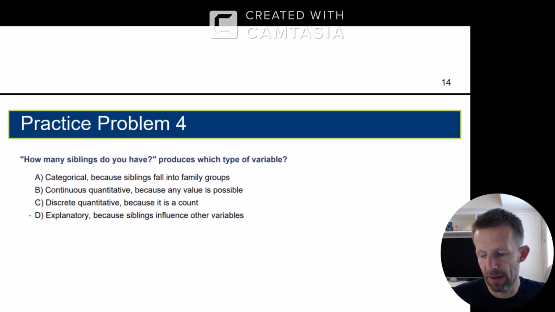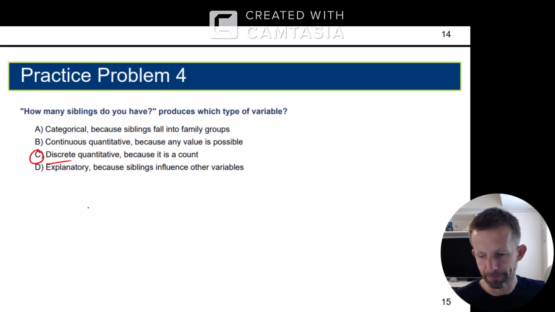How many siblings do you have produces which type of variable? Categorical, continuous quantitative, discrete quantitative, or explanatory. This would be discrete. Discrete basically just means that things are separate. So 1, 2, 3, 4, discrete quantities are separate. All right, so that is an introduction to variables.